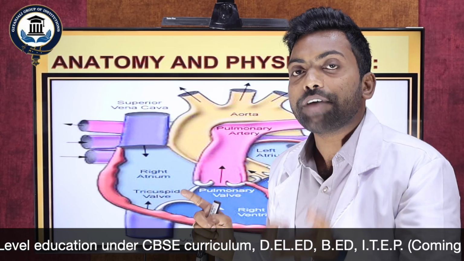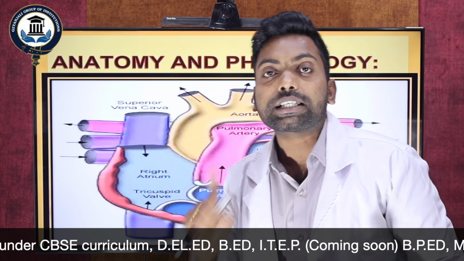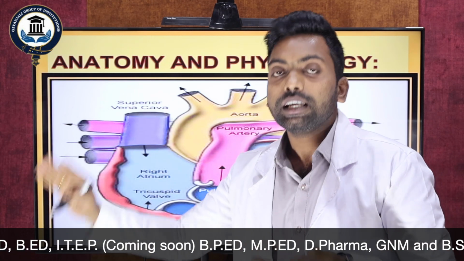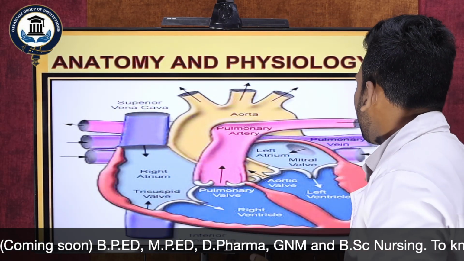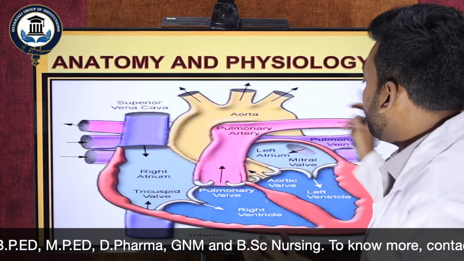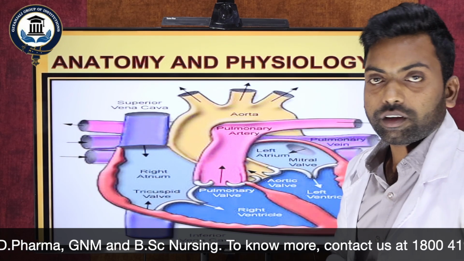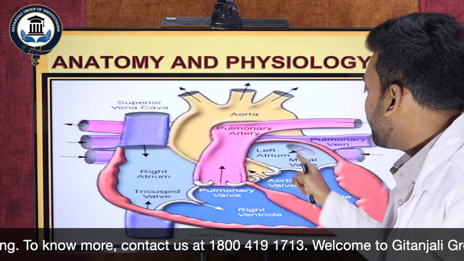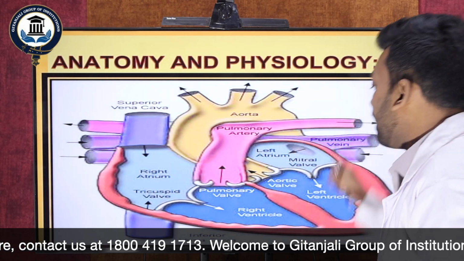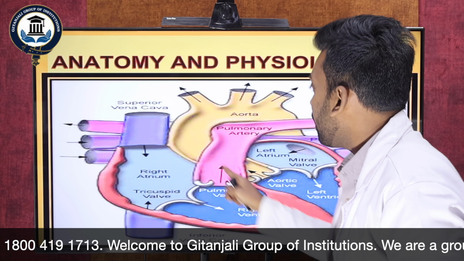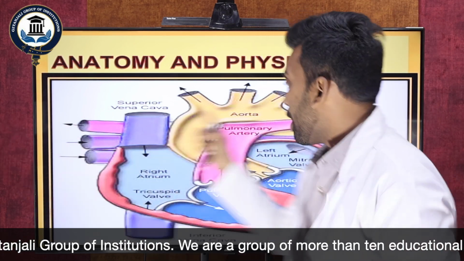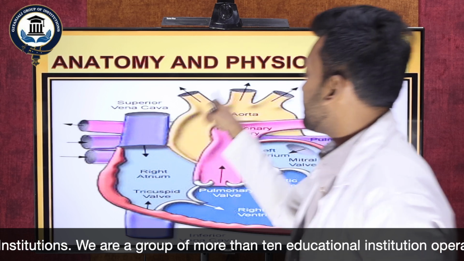Here the pulmonary veins carry oxygenated blood from the lungs. After the purification, the pulmonary veins carry the oxygenated blood and it is received by the left atrium. Then after the left atrium receives the oxygenated, purified blood, it goes to the left ventricle, and it goes to the aorta for supplying all the body parts. The aorta is nothing but the biggest artery.